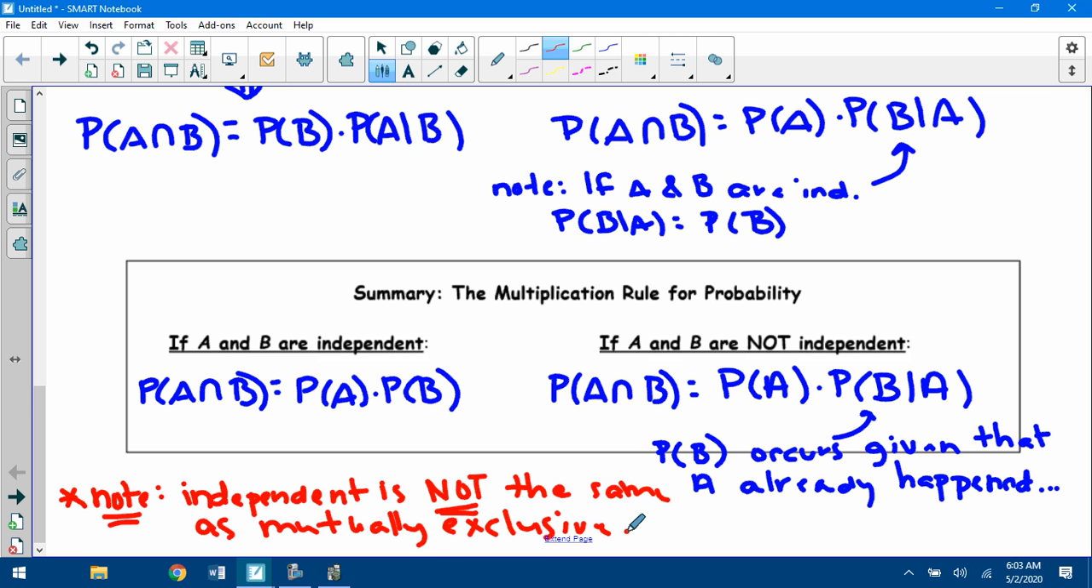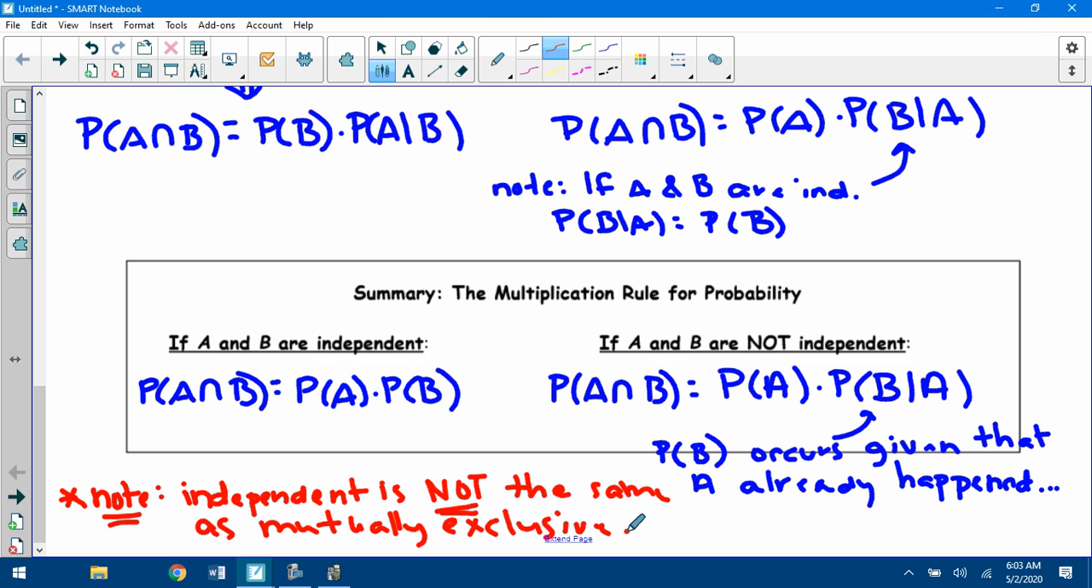Mutually exclusive means two things can't happen at the same time. Me oversleeping and there being a thunderstorm later in the night are not mutually exclusive. They could happen at the same time. Independent means one doesn't affect the other. Me oversleeping and there being a thunderstorm this evening would be independent. They don't affect each other.